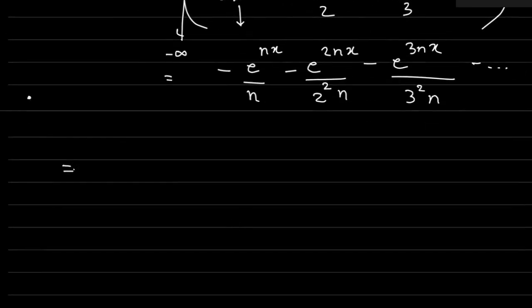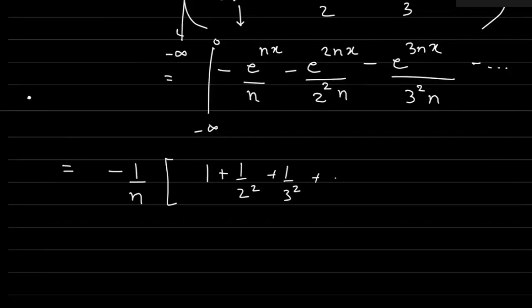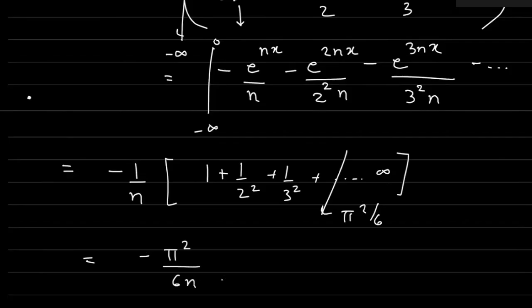So now this integration, now we have to put the limits. The limits are from minus infinity to 0. When you put minus infinity, everything will go to 0. When you put 0, everything will go to 1. So you can take minus 1 by n common, and you will get 1 plus 1 by 2 square, 1 by 3 square till infinity. And you know this value, right? Just pi square by 6. Therefore, your final answer should be minus pi square by 6n.